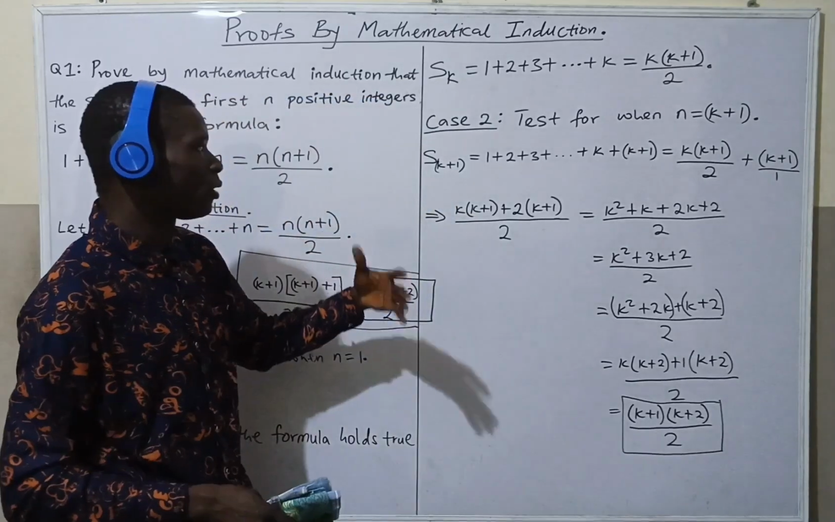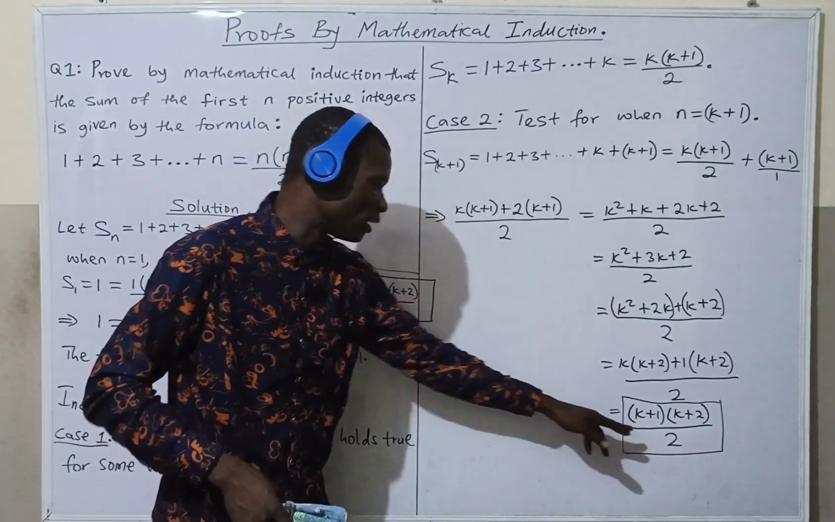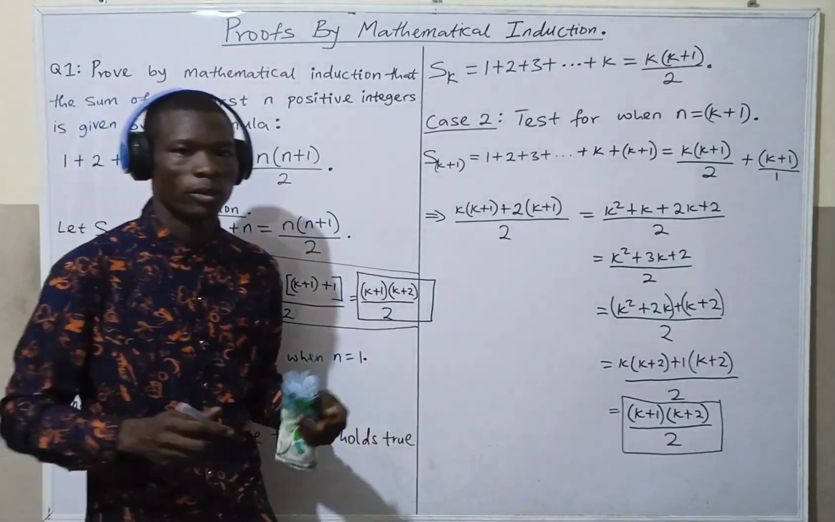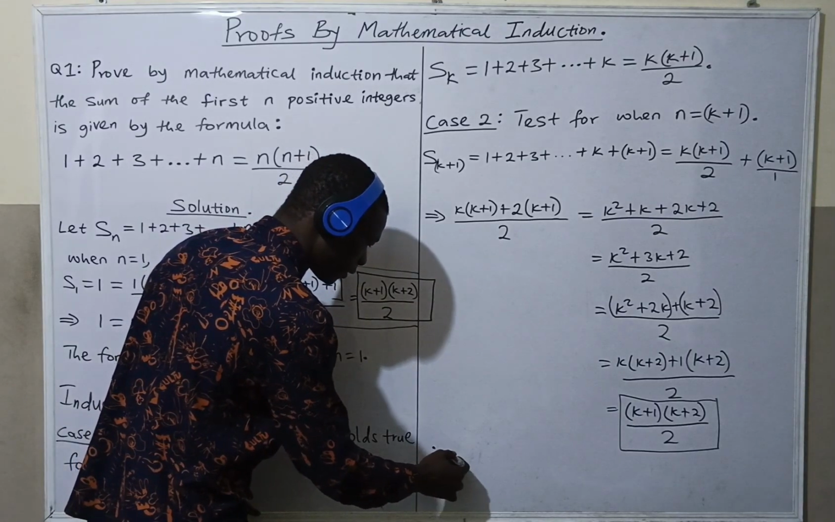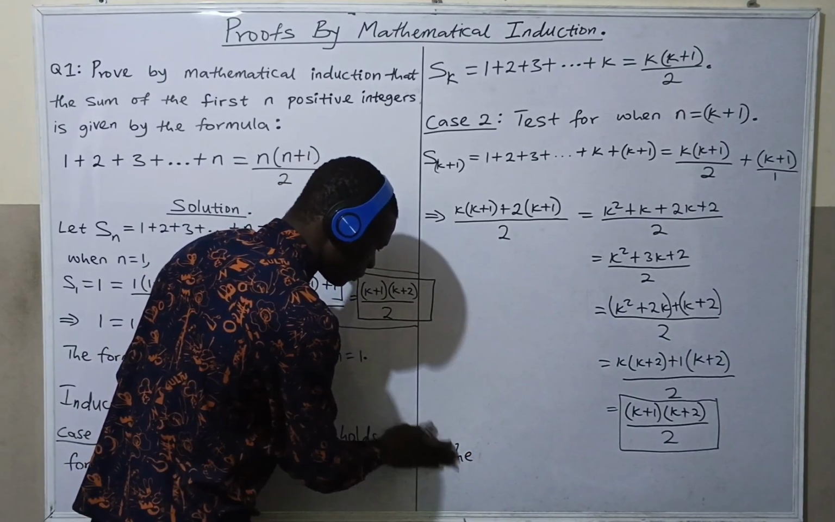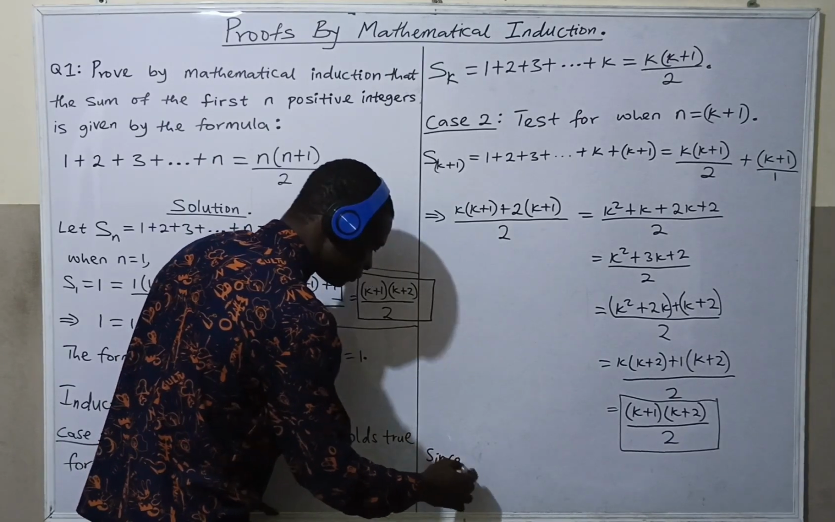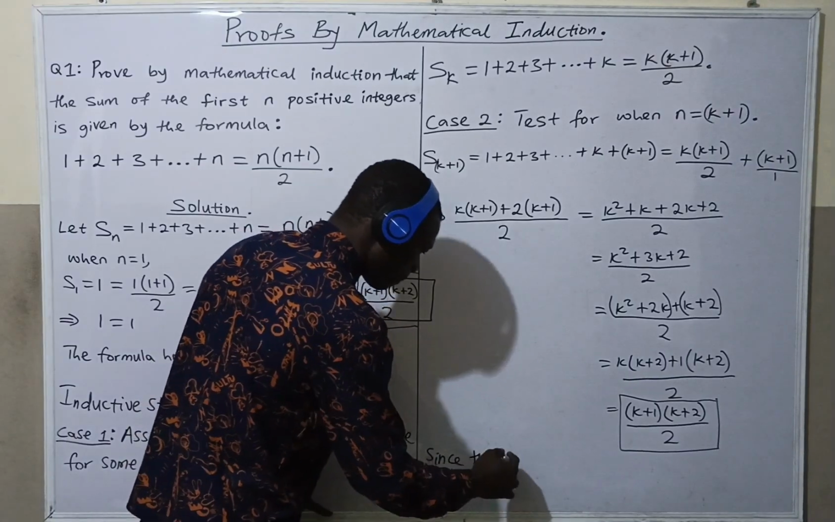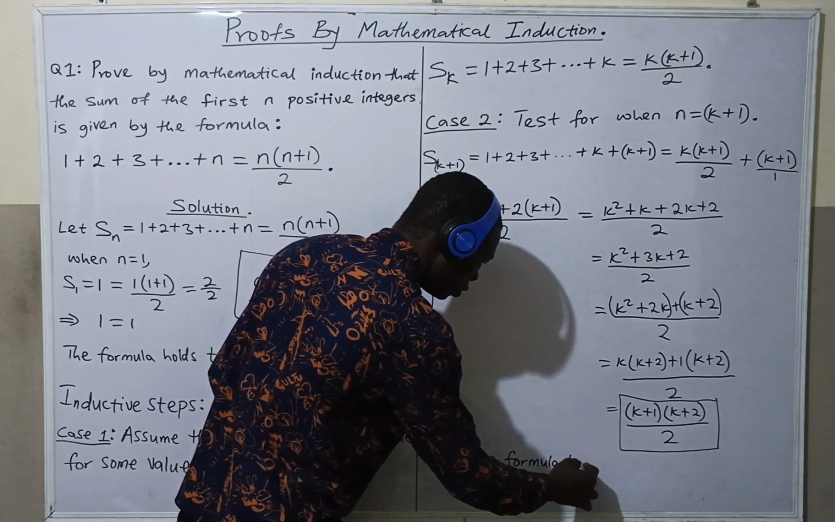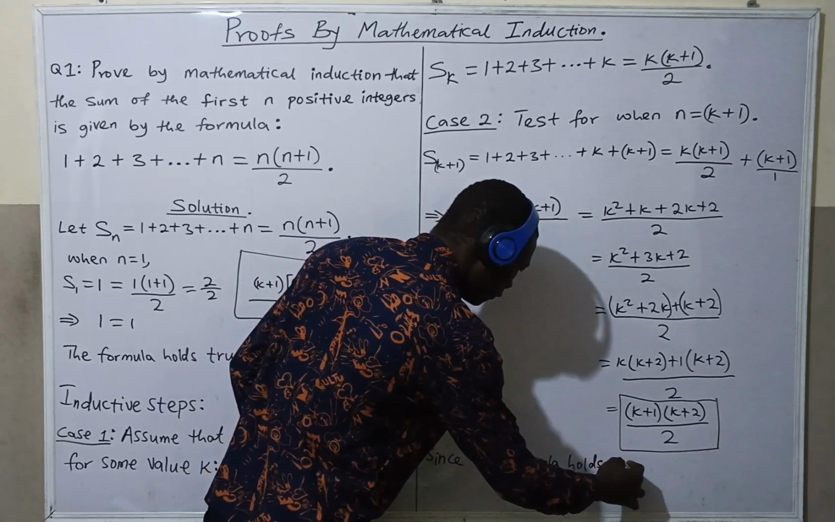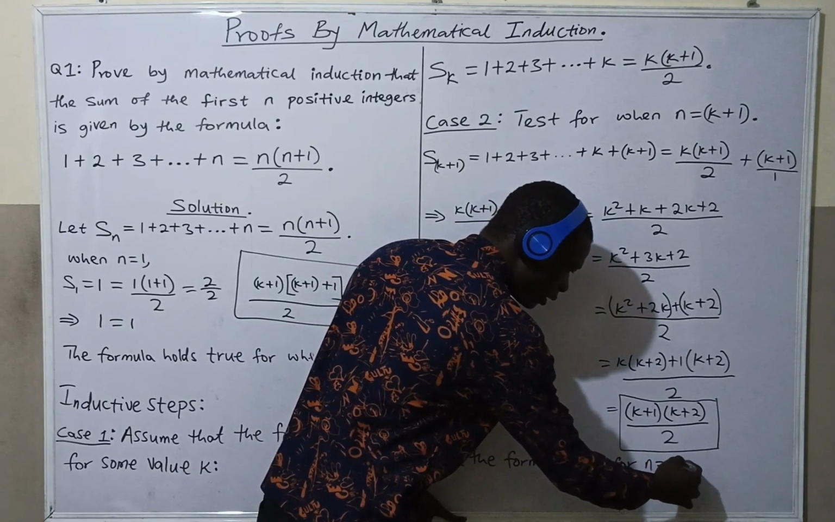So like I said, you see that bulk of our work is on case 2 of that particular test. So once you have been able to achieve this, you conclude. You now say, therefore, since the formula holds for n equals k plus 1.